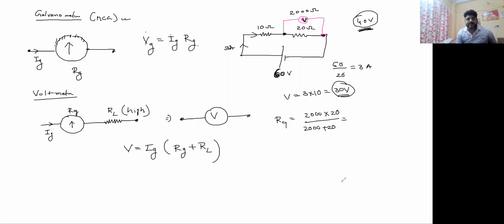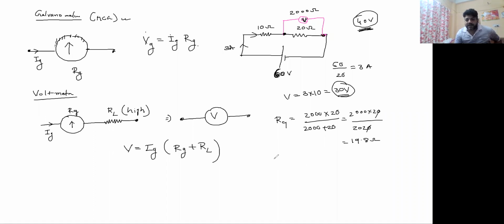Anyone tell me what is the equivalent resistance? Calculator allowed, fast, tell me. Fast, tell me how much? Sir, 19.8. Sure. Yes, sir.